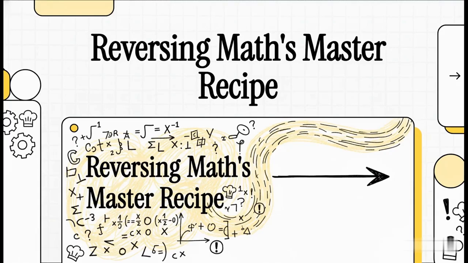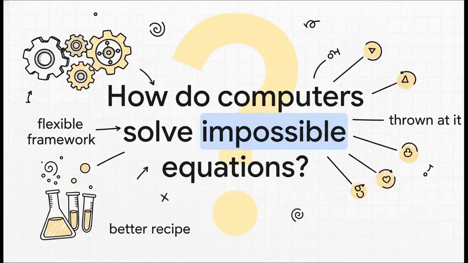Sometimes the hardest part of solving a math problem isn't getting to the answer, it's figuring out how to get back to the beginning. Today, we're diving into what you might call a master recipe for reversing one of the trickiest shortcuts in all of mathematics. So, how in the world do computers crack equations that seem, well, impossible? Well, what if I told you it's not always about finding one single perfect method? Sometimes it's about finding a better recipe, a flexible framework that you can adapt to pretty much any problem you throw at it.